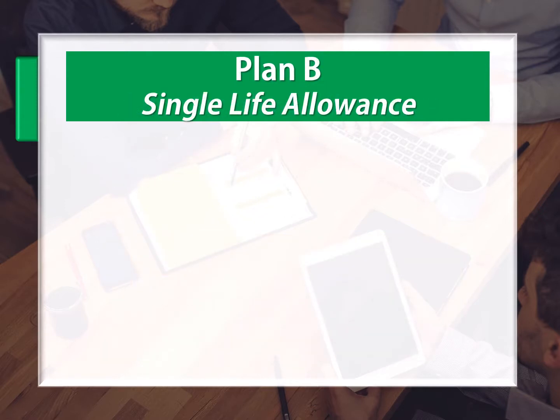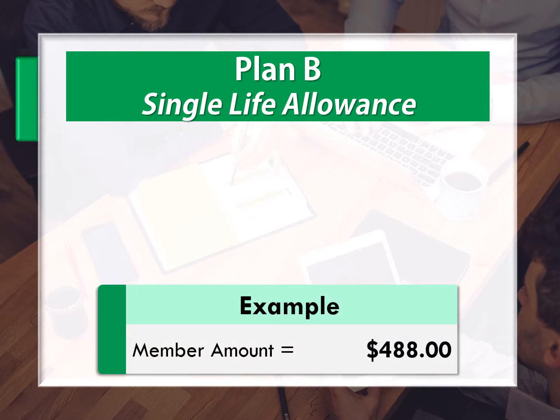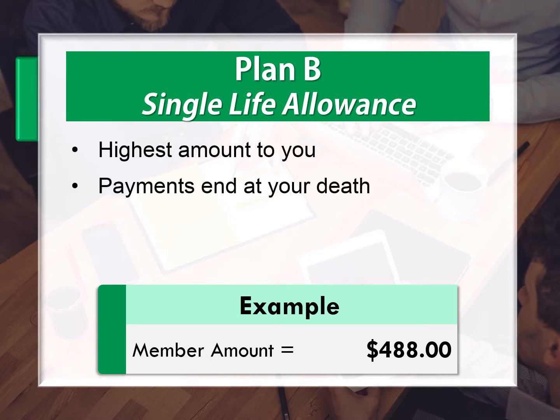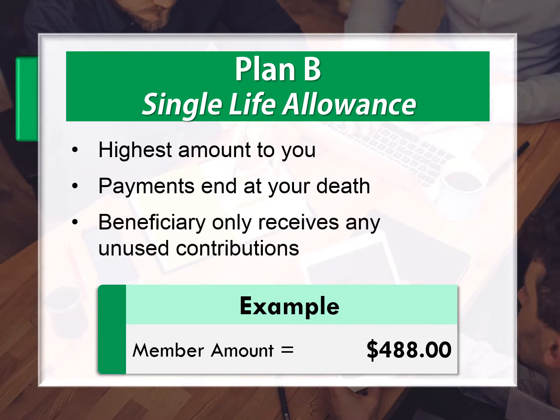If you do not need to provide a monthly benefit for your spouse or beneficiary, consider Plan B, the single life allowance. This plan provides the highest monthly amount to you. It does not provide a continuing benefit for your spouse or beneficiary, and they will not have access to health care with SCRS. If, at the time of your death, you still have money left in your account, that balance would be paid to your beneficiary.